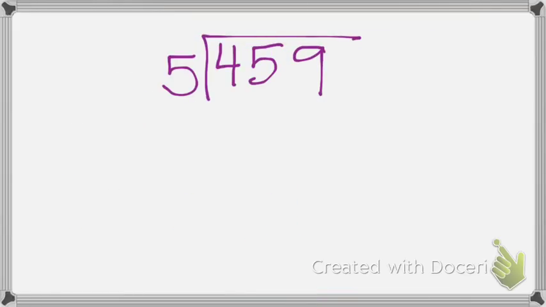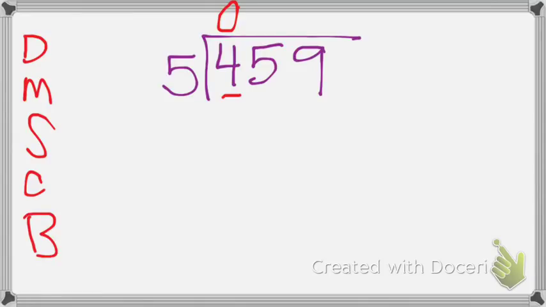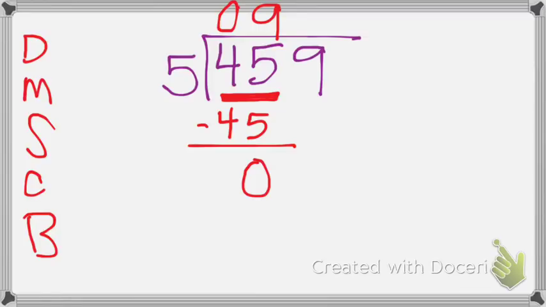Looking at this one, does 5 go into 4? Well, this time that does not work. So I'm going to underline my first 2 place values this time. So I have how many times does 5 go into 45? Well, I know that actually goes in evenly. So I write my number up here. 5 times 9 is 45. And then I subtract and get 0. That is less than 5, so I'm good to go.